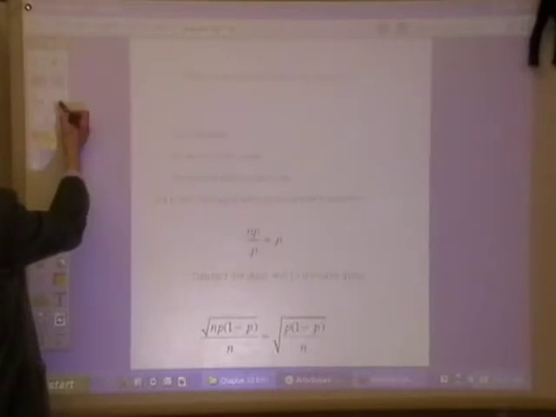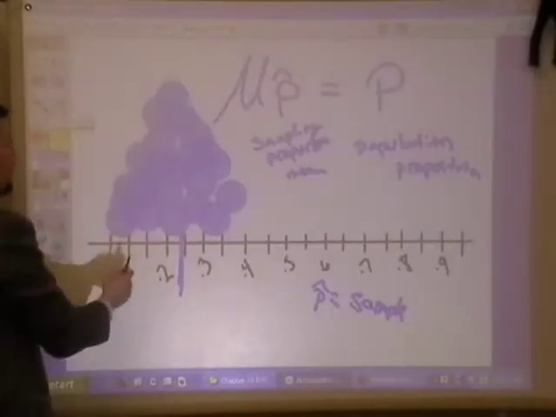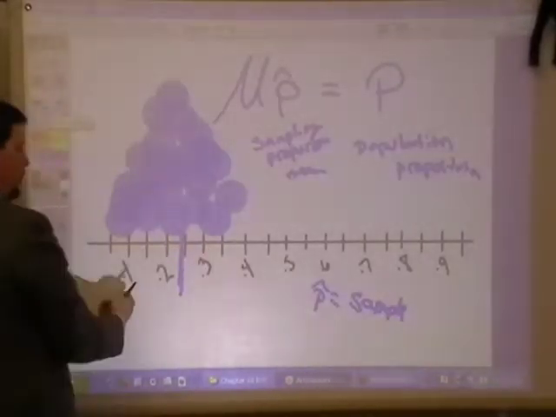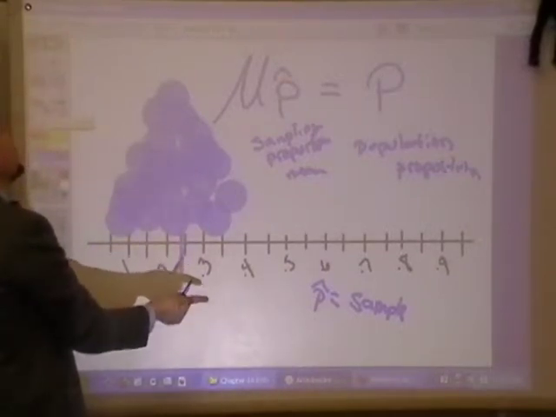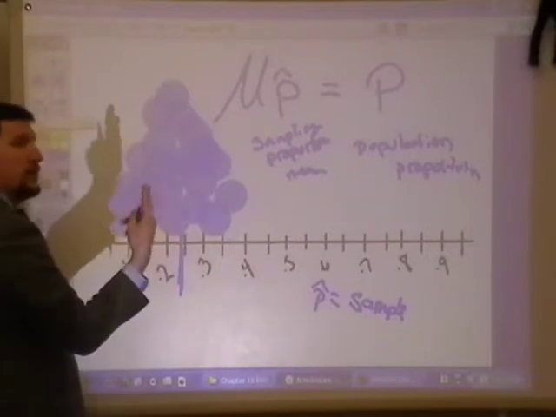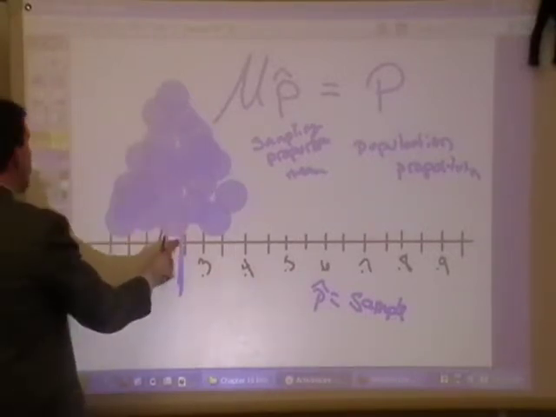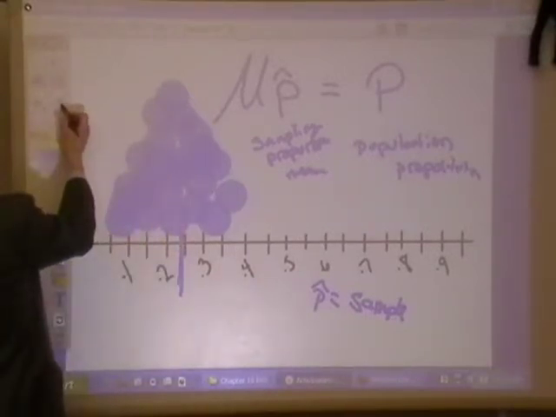Now, if we talk about the mean of this, and we talk about the shape of this distribution, it's going to be relatively symmetrical. And its mean is going to be here. The other thing we need to talk about is shape, center, and spread. Standard deviation. What's the standard deviation going to be?